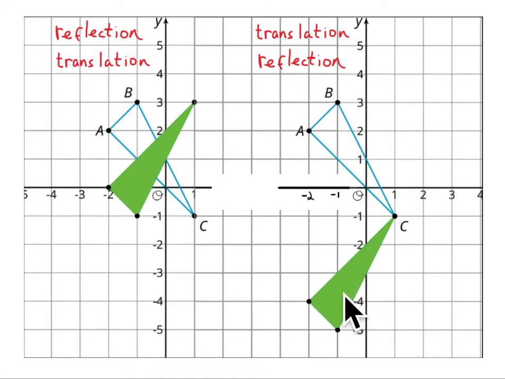Now the reason that the order makes a difference is because the line of reflection is staying the same. It's not changing. So naturally, if you move that triangle to a different place, then it's going to end up in a different place when you reflect it. Or if you reflect it first and then move it. So it will end up in a different place.